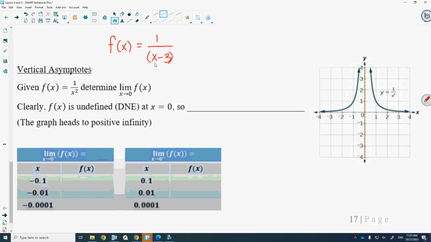It'd be 3, right? So this graph, x cannot be equal to 3. Therefore, there's a vertical asymptote at x is equal to 3. So this graph, if we were to graph it, at 3, we would have a VA.